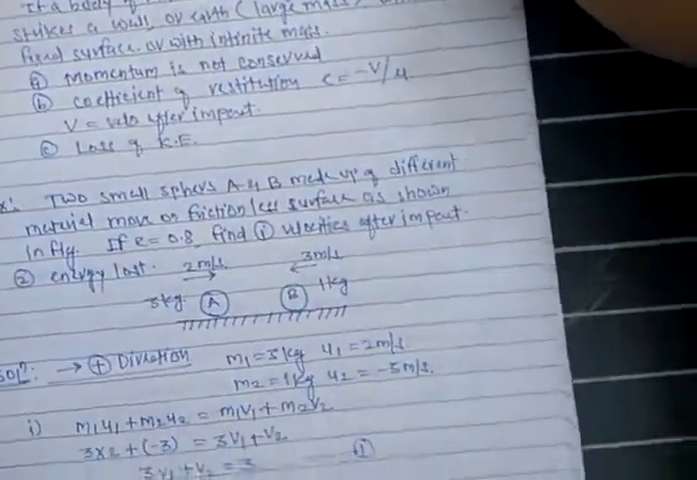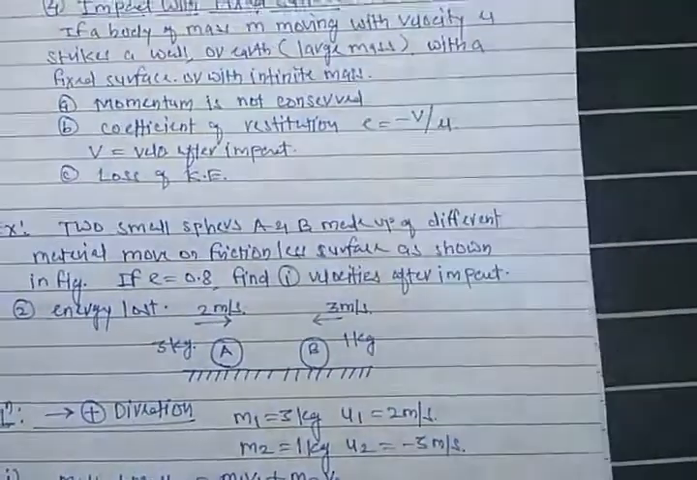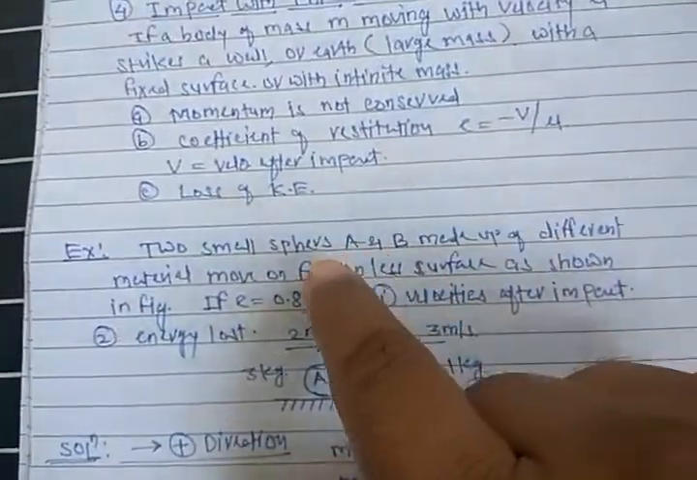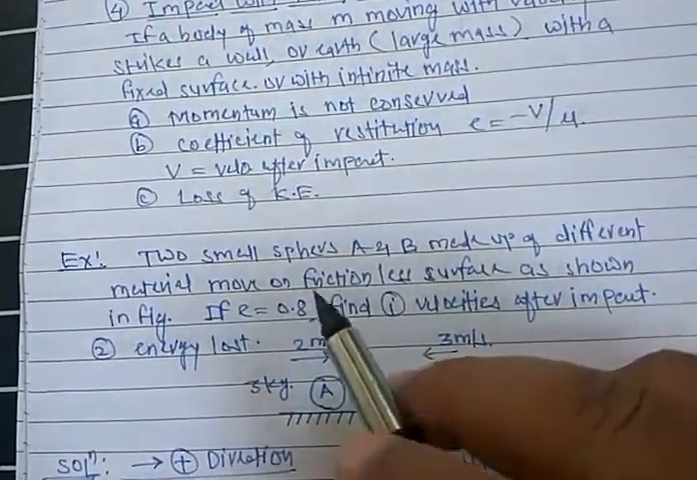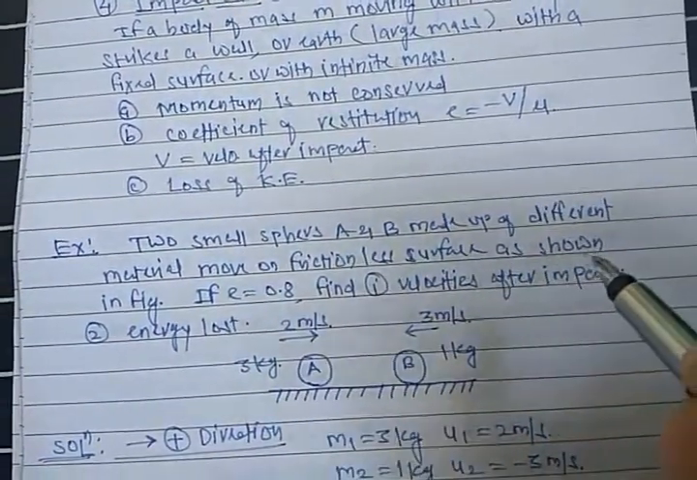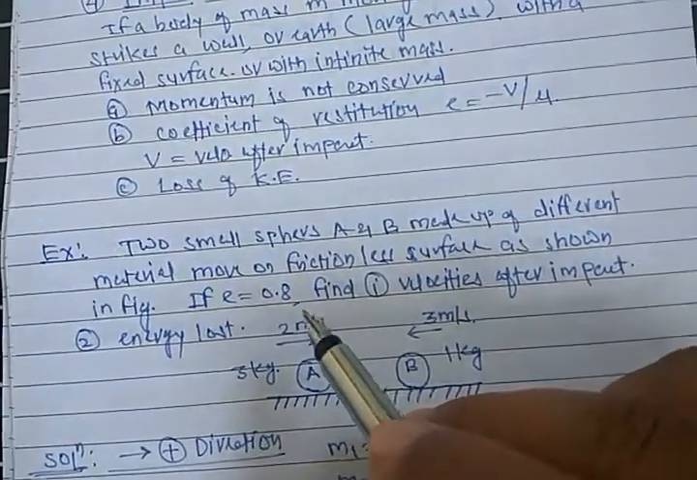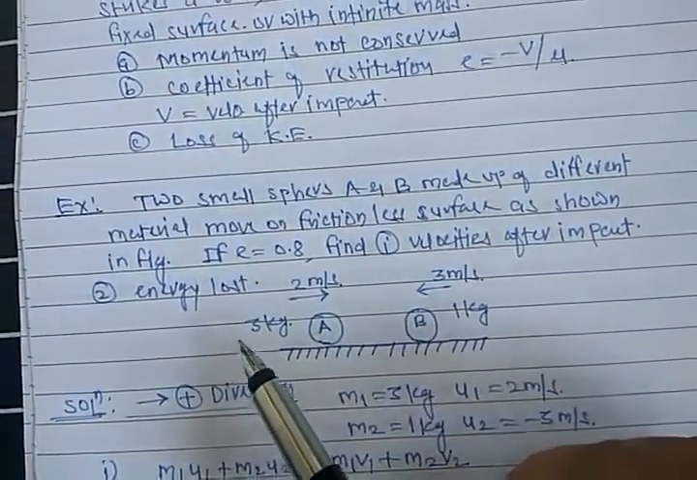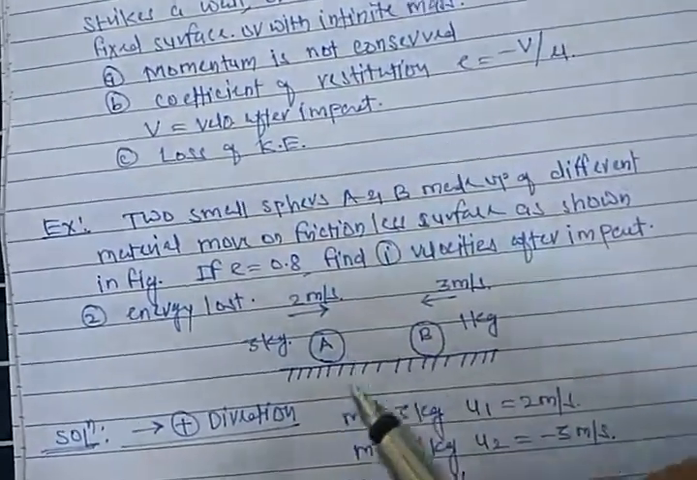Okay, so we will see numericals on impact. Two small spheres A and B made up of different material move on a frictionless surface as shown in the figure. If the coefficient of restitution e is 0.8, find the velocities after the impact and the energy lost. Okay, these two things are to be found out.